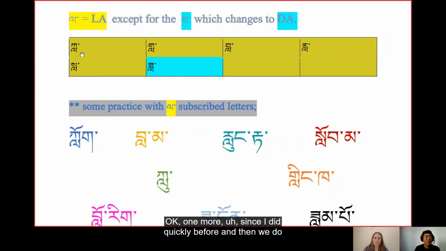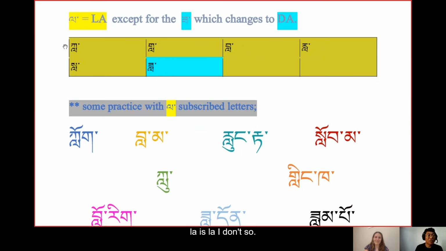Okay, one more. Since I did it quickly before, now we do something slowly, spelling it out. As Cynthia mentioned, here in English it looks like la, right? It's not la, it's la with a high tone. So ka, lata, la, ka, lata, la.